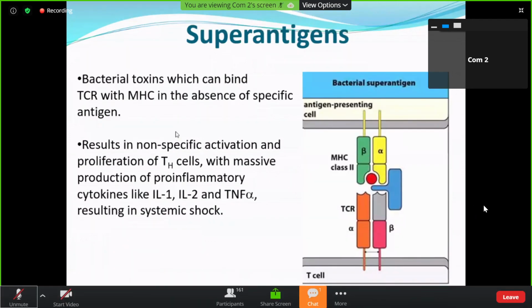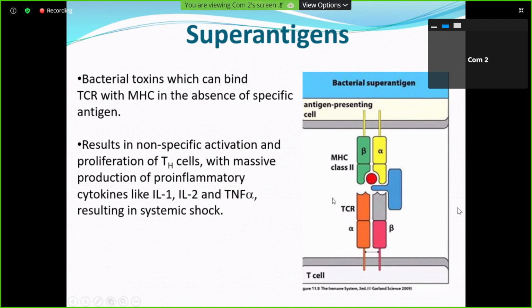This is just another diagram. You should know all about superantigens by now.